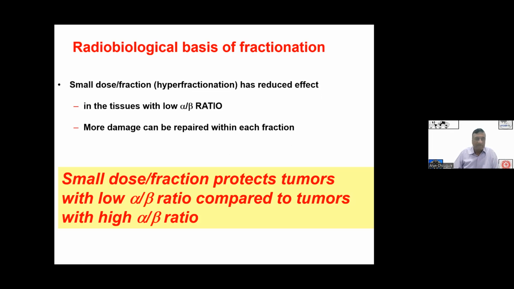gives better results. The radiobiological basis of fractionation: a small dose per fraction, hyperfractionation, has reduced effect in tissue with low alpha by beta. So it is not good for tumors with a low alpha by beta ratio, such as breast or prostate, and therefore a small dose per fraction protects tumors with a low alpha by beta ratio compared to tumors with a high alpha by beta ratio. And therefore, in tumors which have a low alpha by beta ratio, hyperfractionation doesn't give a good result, but hypofractionation gives a good result.